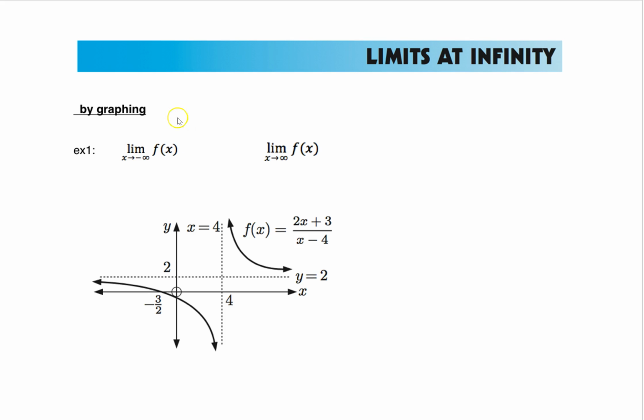So when we look at graphing, look at this one. The limit as x approaches negative infinity of f of x. So what does that mean? Remember, negative infinity is over here. So what's your graph doing? Looks like it's getting really close to 2. That's your limit. Look at this one. Limit as x approaches infinity of f of x. So remember, this is infinity over here. What's your graph doing? Going close to 2.